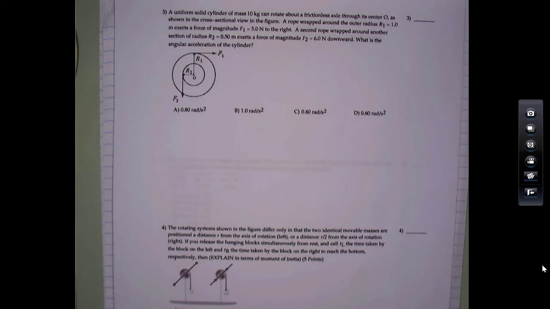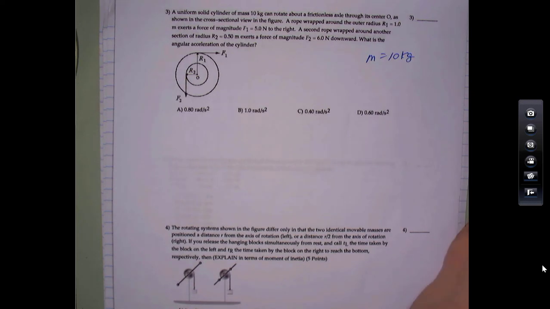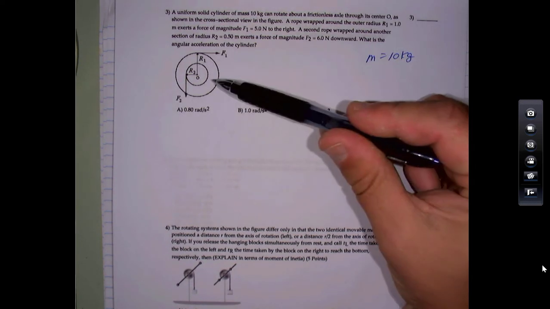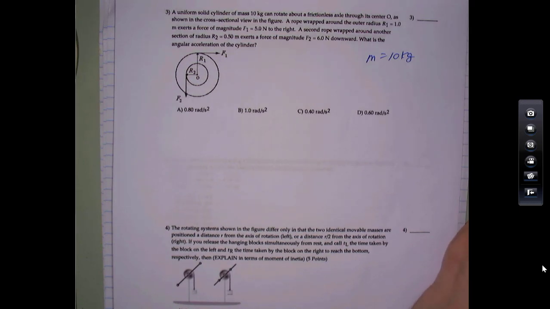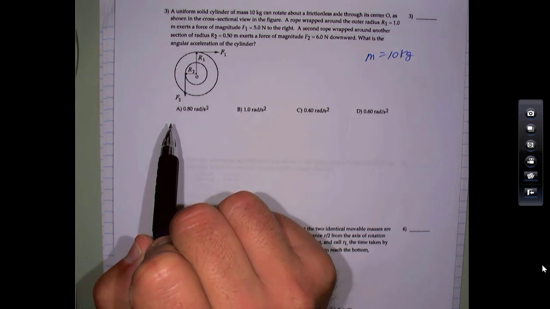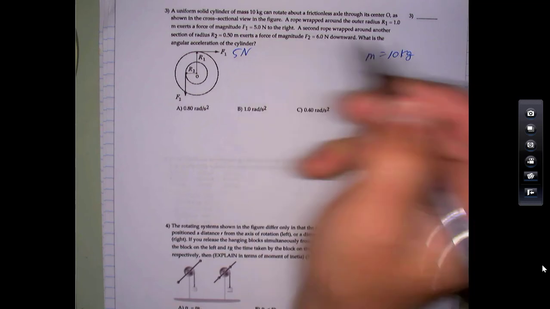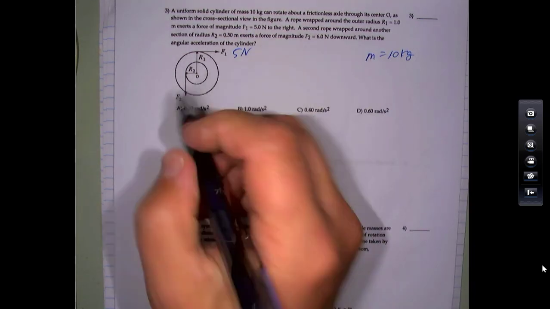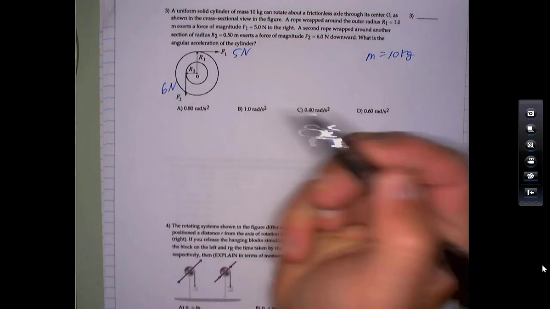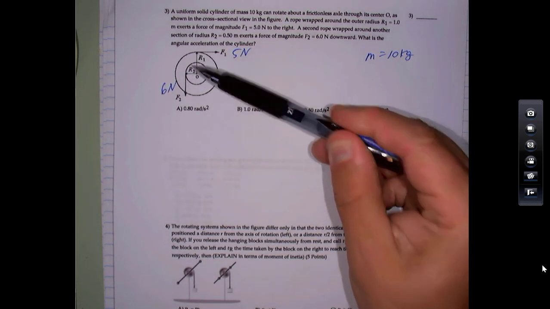A uniform solid cylinder, mass 10 kilograms, can rotate about a frictionless axle through the center as shown in this picture. A rope is wrapped around the outer radius over here, and that is 1 meter, and we know that this force is 5 newtons. This force is 6 newtons. Okay, and then this is 1 meter, and this is a half of a meter.